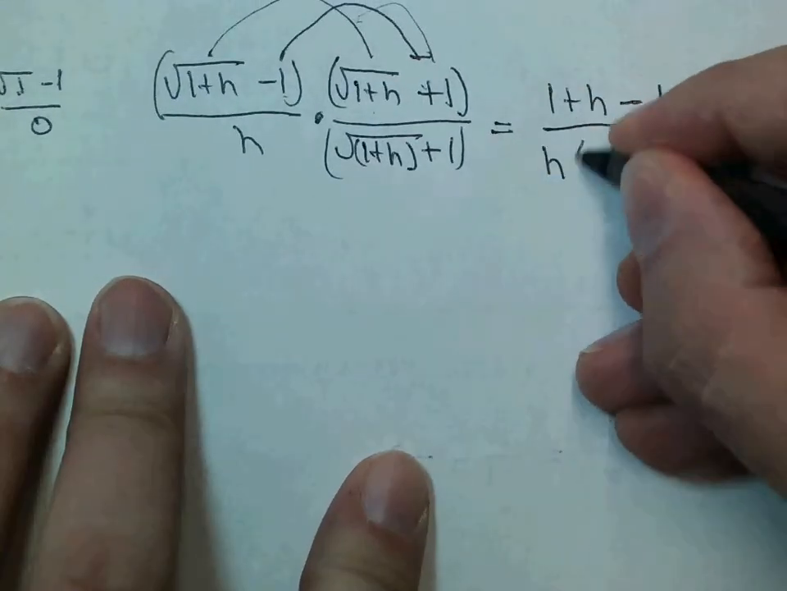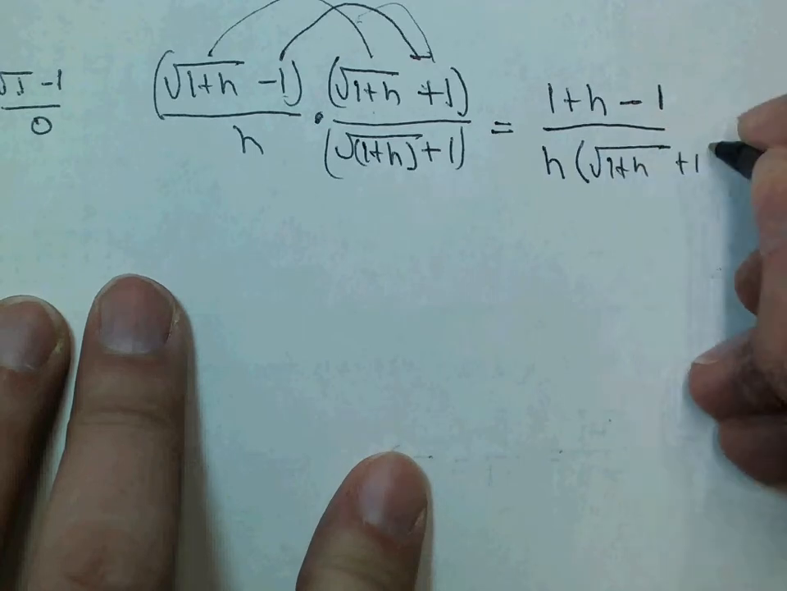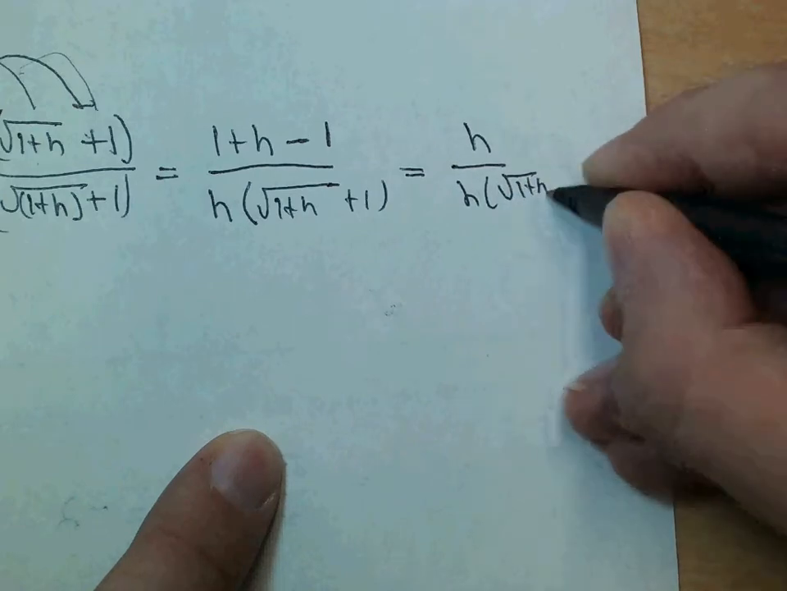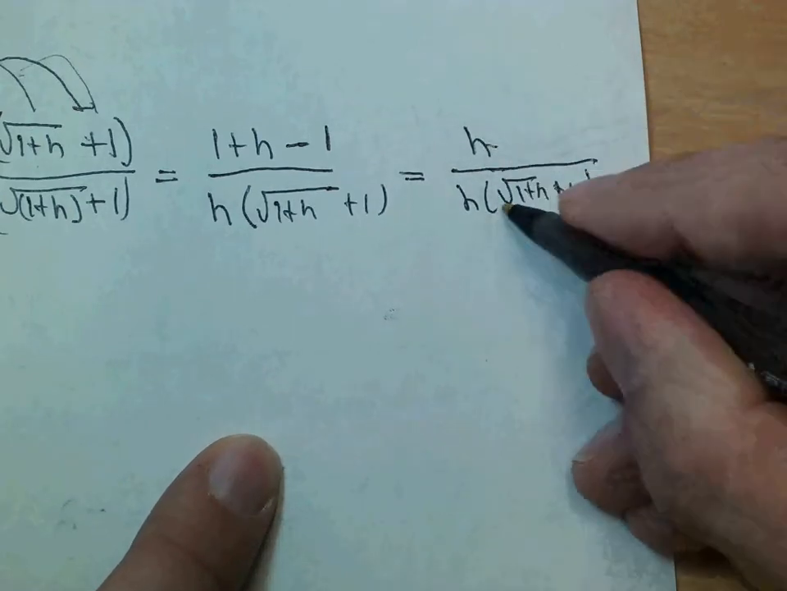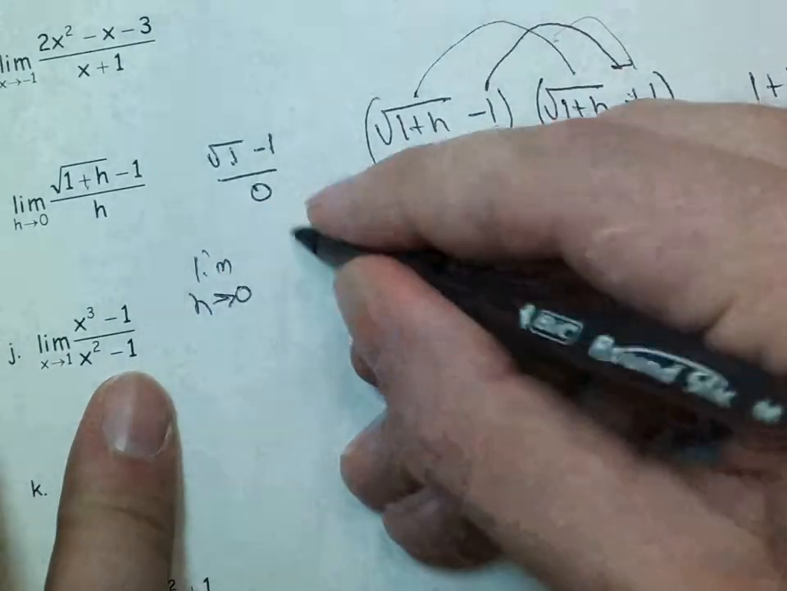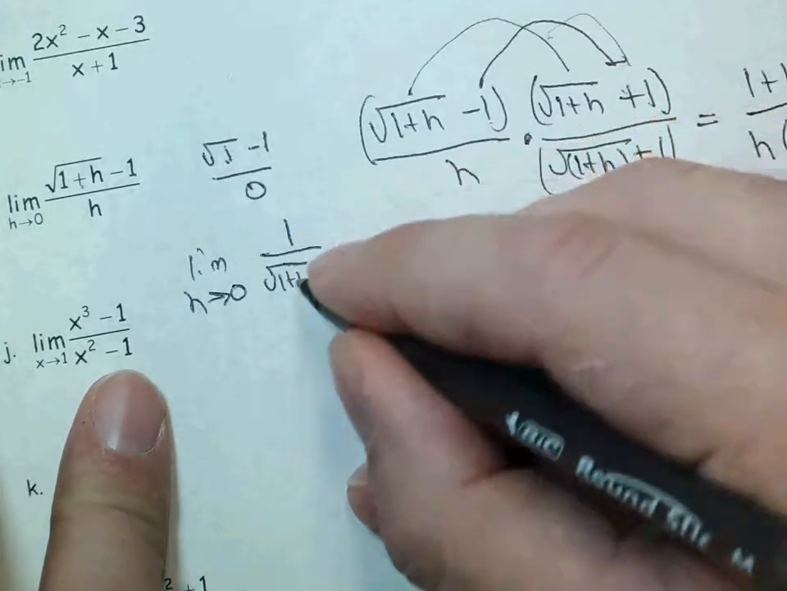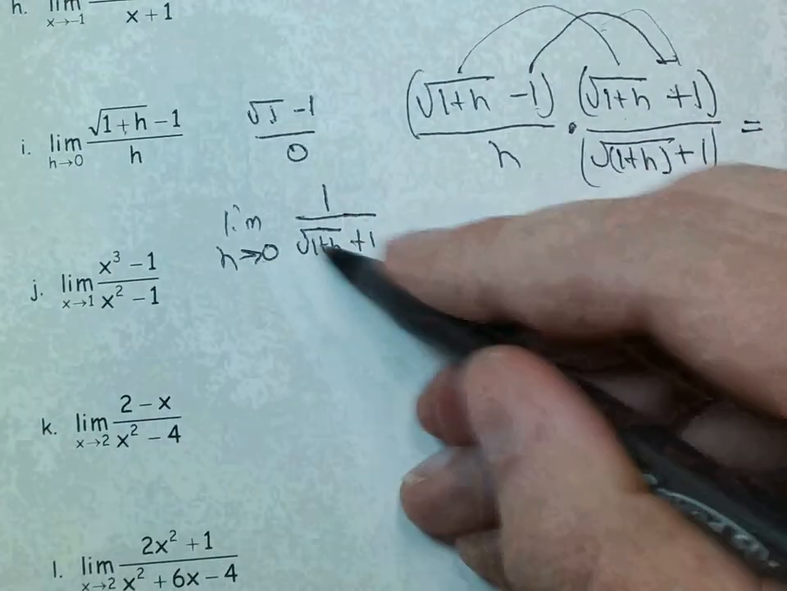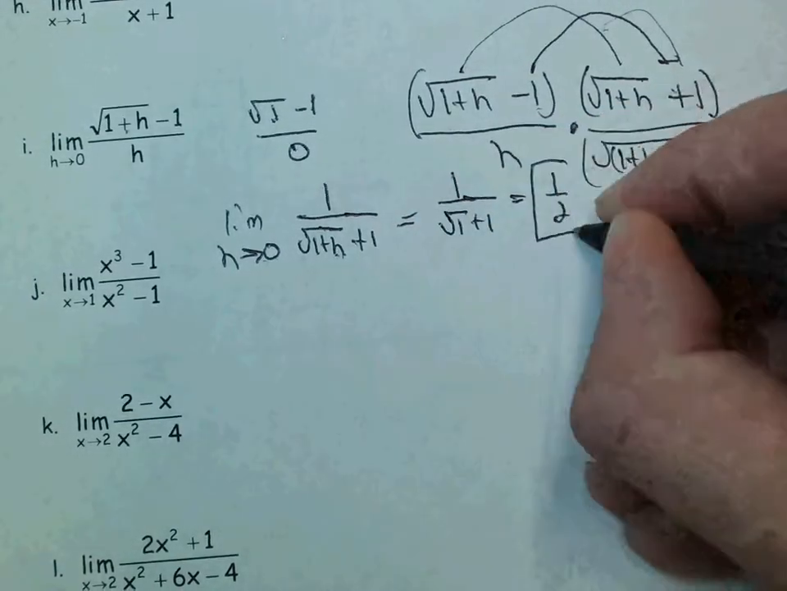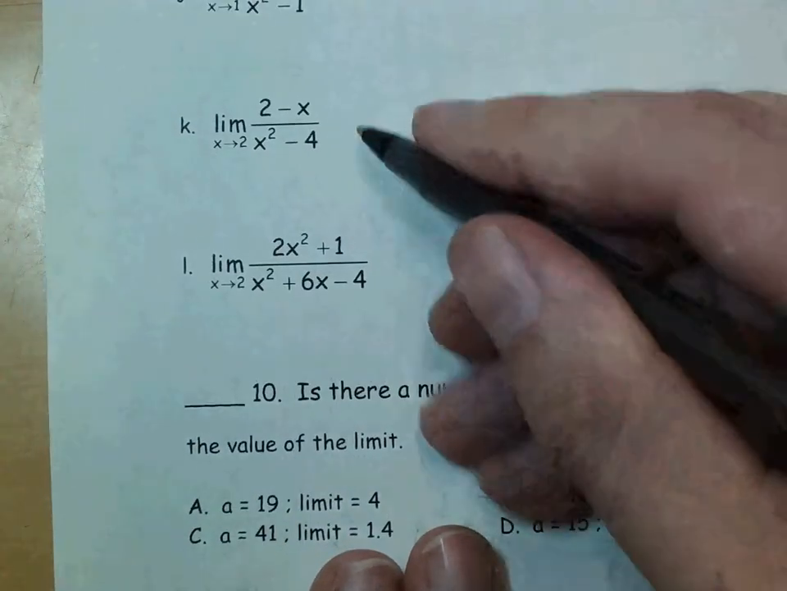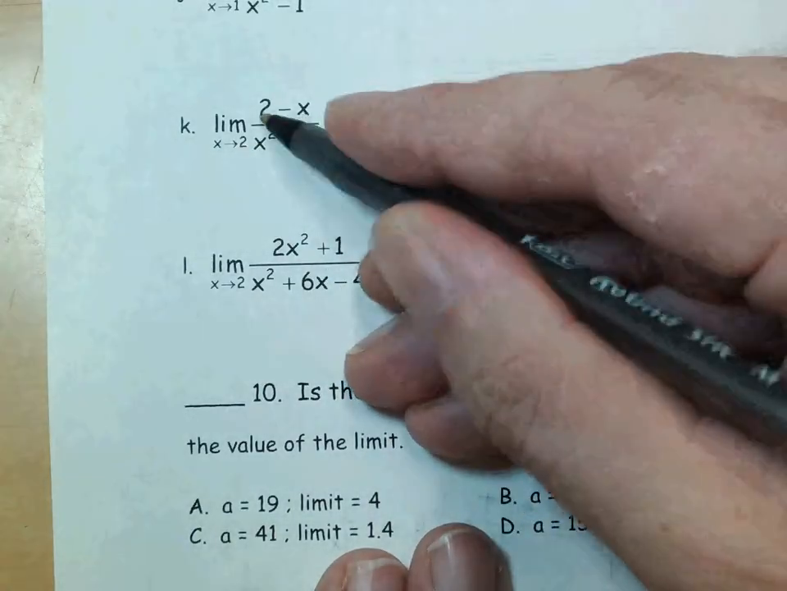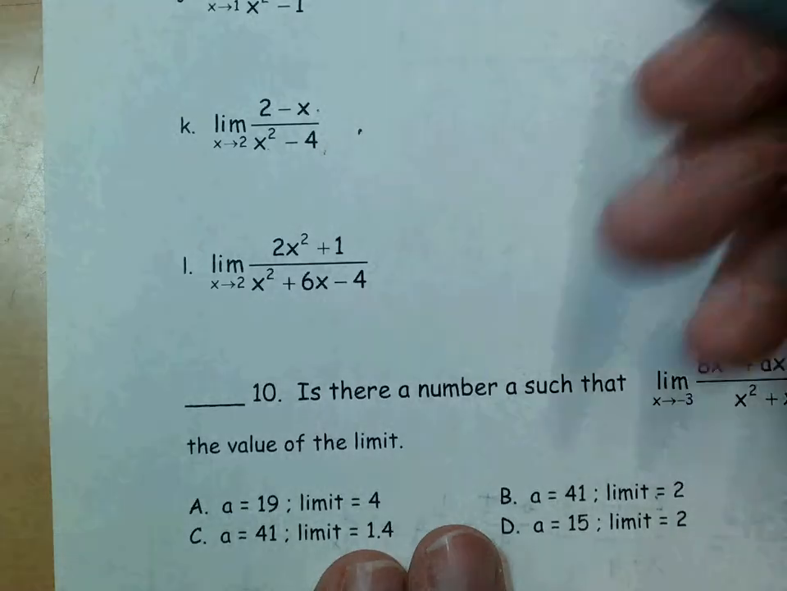In the denominator, it really helps if you don't multiply it out. Just leave it as h times the square root of 1 plus h plus 1. Because in a second, what will happen here is we get h over h times square root of 1 plus h plus 1, and we're multiplying by h and dividing by h, and so we can cancel that out. That gives us the limit as h approaches 0 of 1 over square root of 1 plus h plus 1. And now we can just use direct substitution, plugging in 0. So we get 1 over square root of 1 plus 1, which is 1/2.